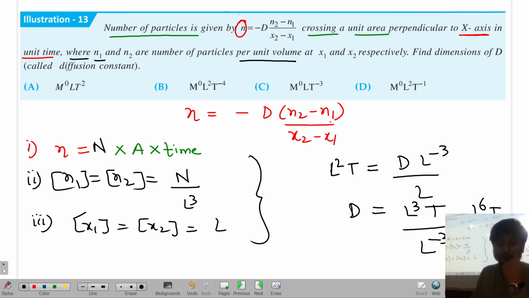Be silent now. Try to understand. Listen, I tell you where the question has the problem. One word is missing. If it writes crossing instead of A per unit area perpendicular to the x-axis in per unit time, then you will get answer option D. If just two words are replaced, N will have the dimensions for per unit area and per unit time. N will have the dimensions N by area into time T. Got it or not? So if I write per unit area and per unit time, then only N has the dimensions N by A into T, and then you will have option D as correct.